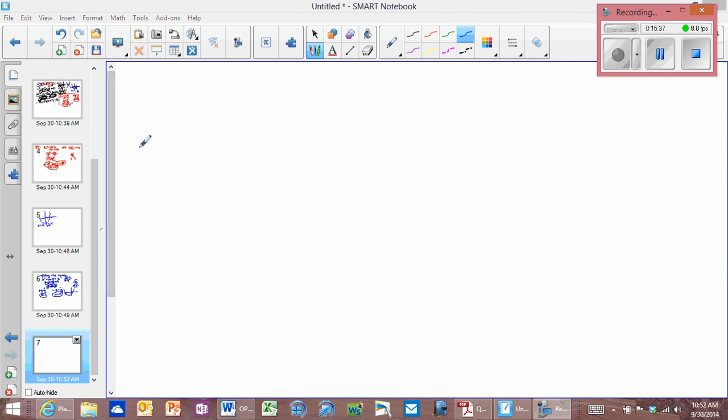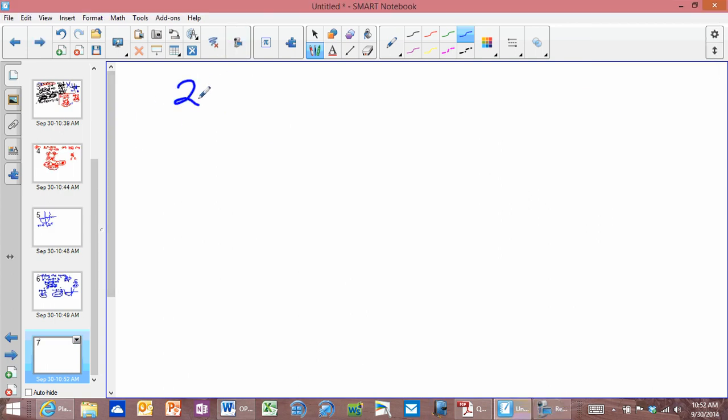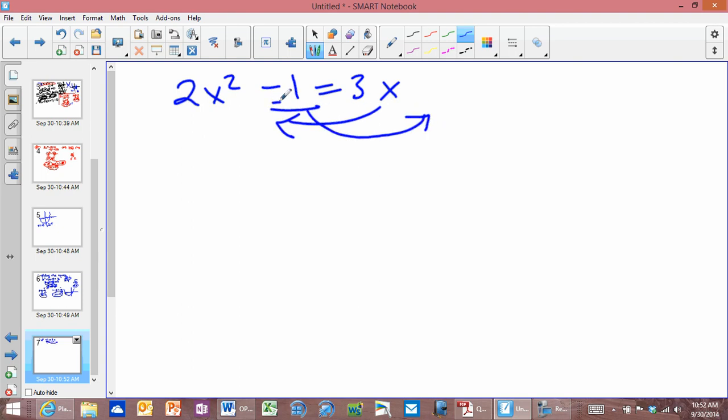All right, now this is going to be an example of completing the square. I have 2x squared minus 1 equals 3x. Basically, what I need to start with is I need to get my x's on one side and my numbers on the other side. So I'm going to add 1 and I'm going to subtract 3x from both sides. But I don't want to write it because I have too much of a mess going on there. So I have 2x squared minus 3x equals +1. I need a space over here too, but I don't really need it yet.